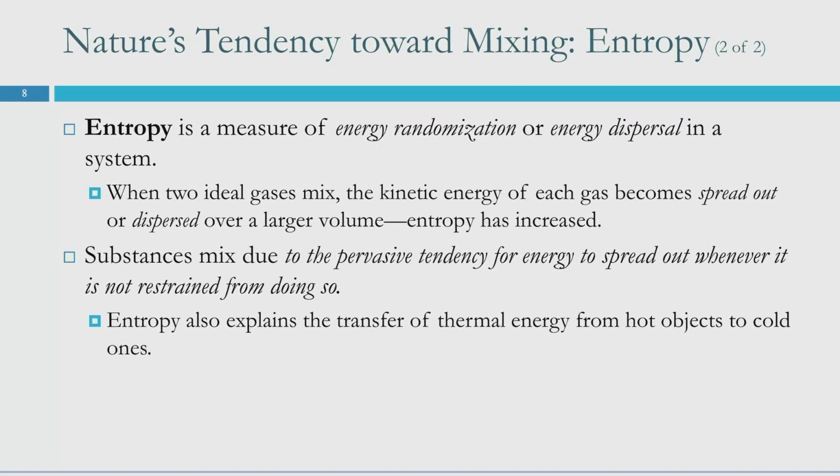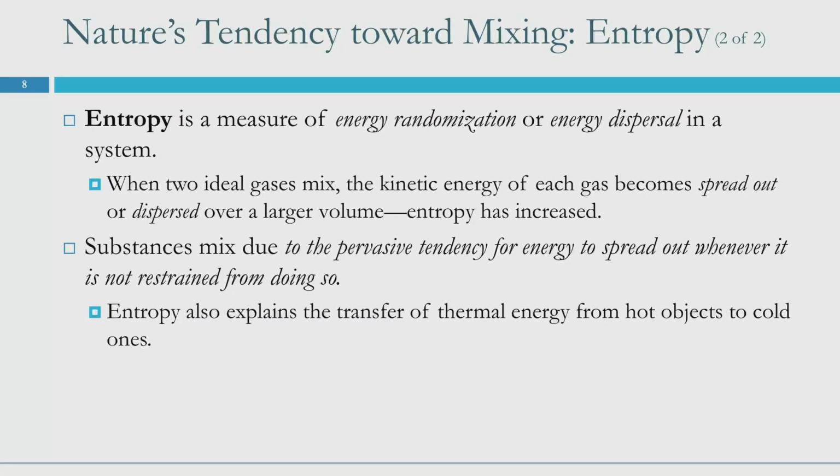One of the ways that we can measure energy is with entropy. Entropy is a measure of, two ways we can think of it: energy randomization, chaos, or energy dispersal, how separated, how spread out our energy is. When we have two ideal gases that mix, on the previous slide we saw they can't necessarily be thought of as lowering their potential energy. That's because of their entropy.